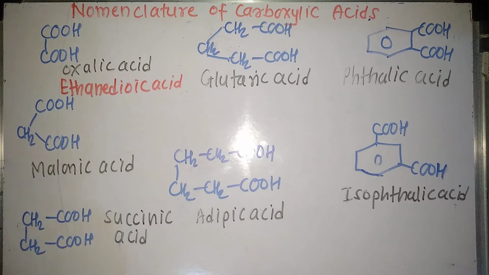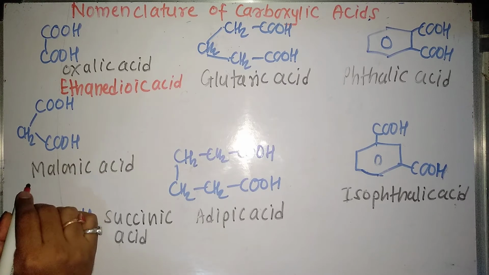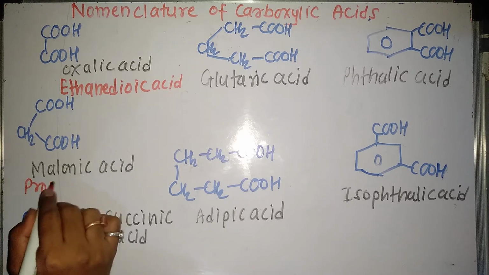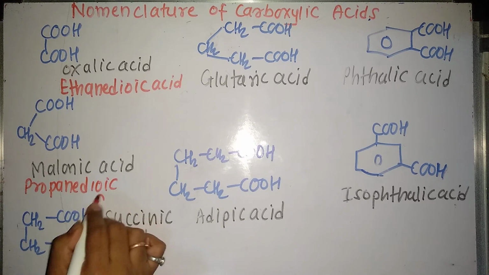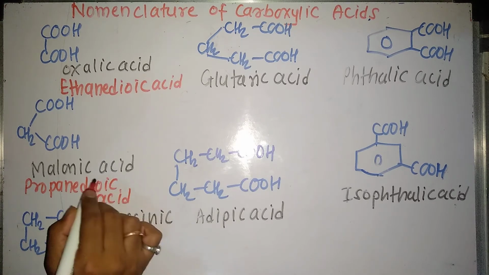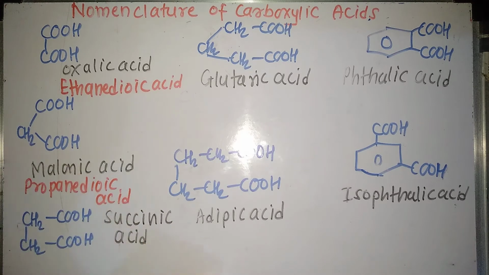Again, we have two carboxylic groups in this molecule. Total carbon atoms are 3. So we will call it propane. And at the end, dioic acid. What does this dioic acid represent? There are two carboxylic groups in the molecule. Similarly, here a total of 4 carbon atoms are there. So the alkane will be butane. Then don't replace the E of the alkane. Keep it as it is. So it will become butanedioic acid.